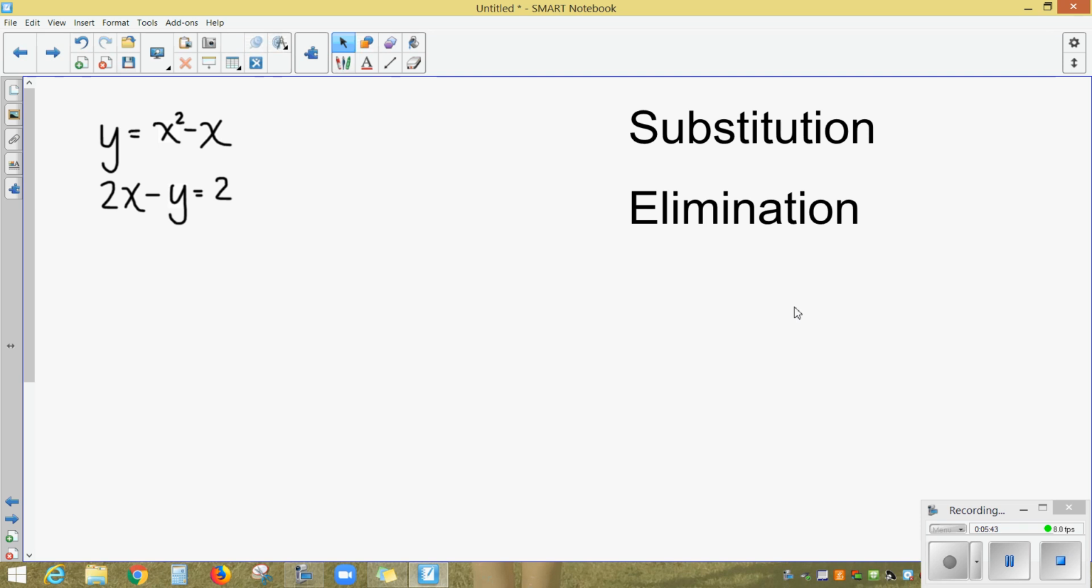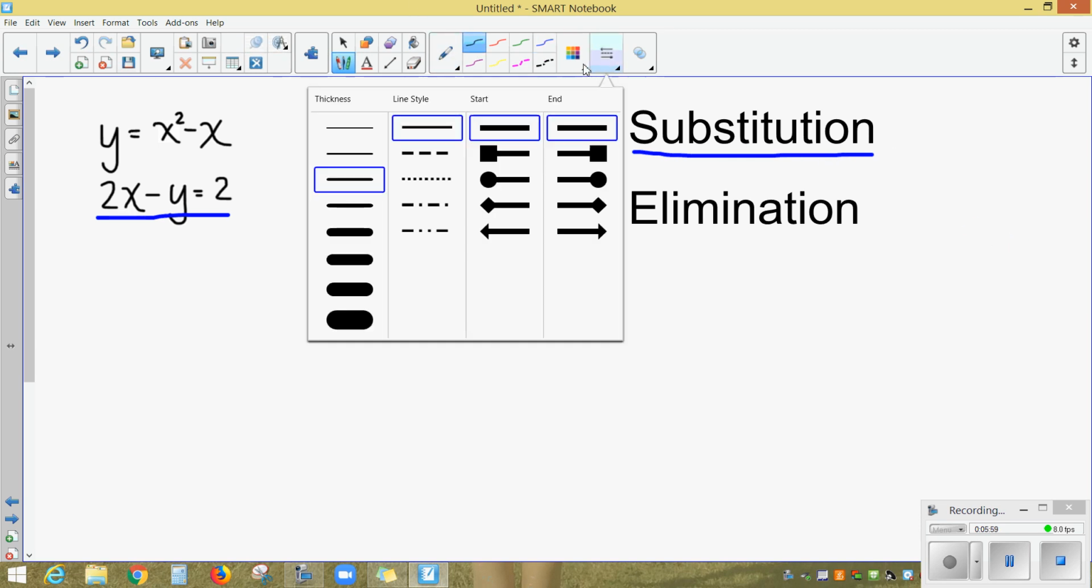I will tell you, and again, that's not to say that you can never use elimination on a system like this, but if one of your equations is a line, then usually substitution is going to be your most direct path to that solution set, whether they intersect one time or 10 times or not at all.